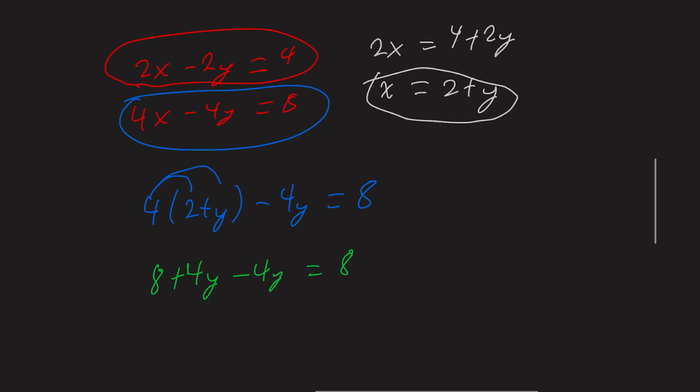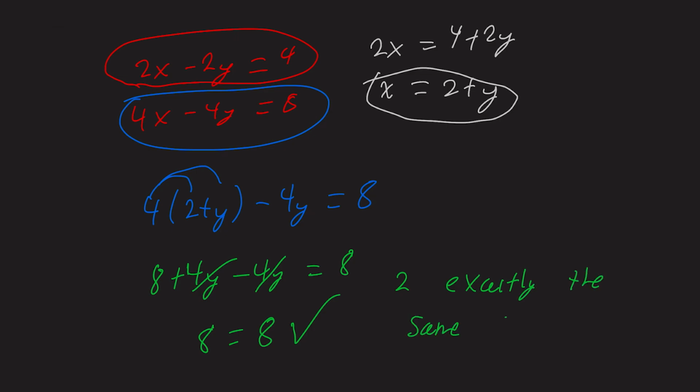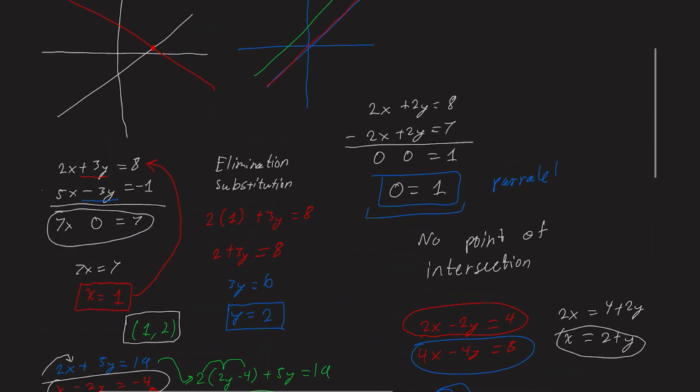And I'm going to combine like terms here. 4y and negative 4y both cancel out to leave me with 0. So I get 8 equals 8. That is a true statement. One constant equals the exact same constant. That tells me that I am dealing with two of exactly the same line.